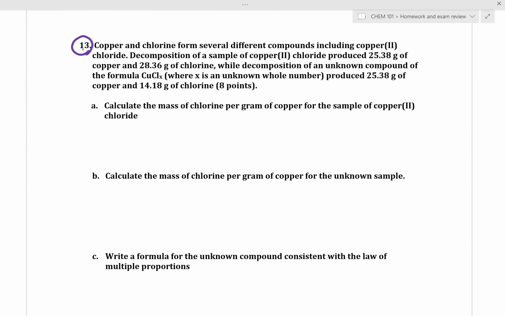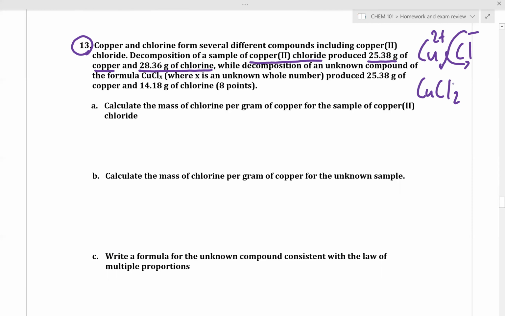So first and foremost, if we decompose a sample of copper chloride, we make 25.38 grams of copper and 28.36 grams of chlorine, okay? I always am on the lookout for information that will allow me to write the formula. Can we write a formula for copper chloride? Yes, and so it would be copper, what's the charge of copper? 2+. What's the charge of chloride? Just -1. We cross our charges, that gives us CuCl2, or copper(II) chloride.